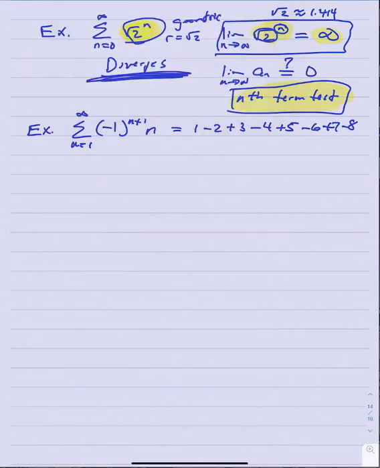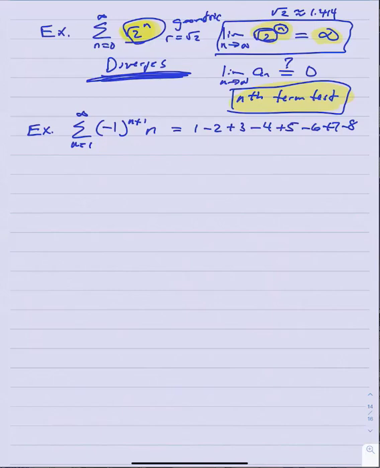Let's see, I'd have 1 minus 2 is negative 1, negative 1 plus 3 is 2, 2 minus 4 is negative 2, negative 2 plus 5 is 3, 3 minus 6 is negative 3, negative 3 plus 7 is 4, 4 minus 8 is negative 4. Looks like no matter where I stop in that sum, the final partial sums are getting larger in absolute value.